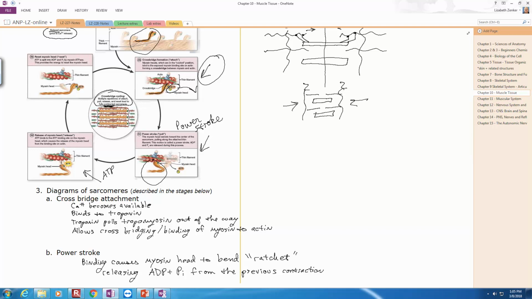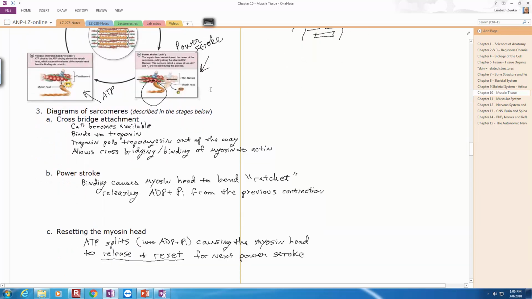So that happens, and as soon as it has bound, it also releases the ADP and phosphate, adenosine diphosphate and phosphate, from the previous contraction. So the ADP and phosphate from the end of the last contraction is what's now getting kicked off for the power stroke. When that gets kicked off, that's what actually causes the ratchet. So myosin attaches, ADP and phosphate get popped off, and it ratchets the head in. Both of those things happen really fast, and that's why together they say that's the power stroke part. Okay.